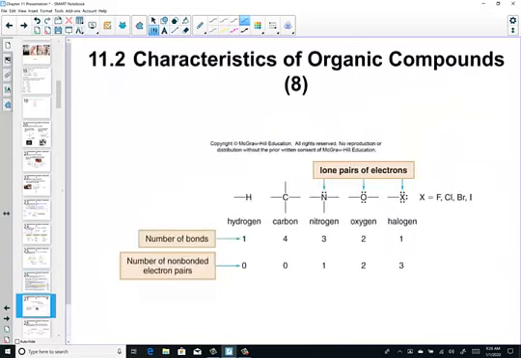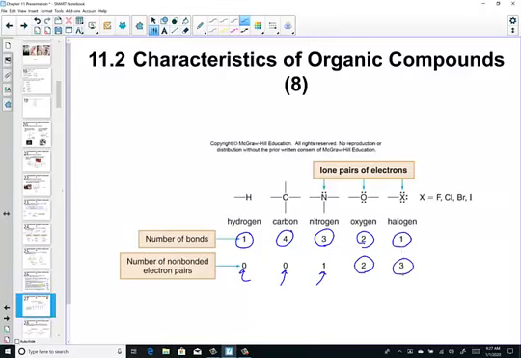Characteristics of organic compounds continued. We're just filling in some practices here. Here we notice that hydrogen, the number of bonds is always 1 with never a lone pair. Carbon must always have 4 bonds and it will never have a lone pair of electrons. Nitrogen will have up to 3 bonds and always 1 lone pair when it's completed its octet. Oxygen has room for 2 bonds and 2 lone pairs. And any halogen has 1 bond and 3 lone pairs.